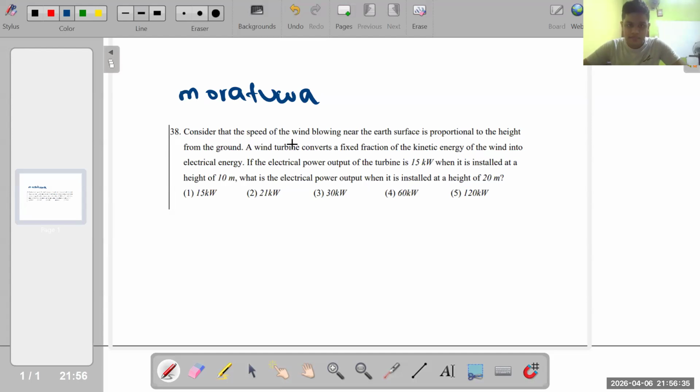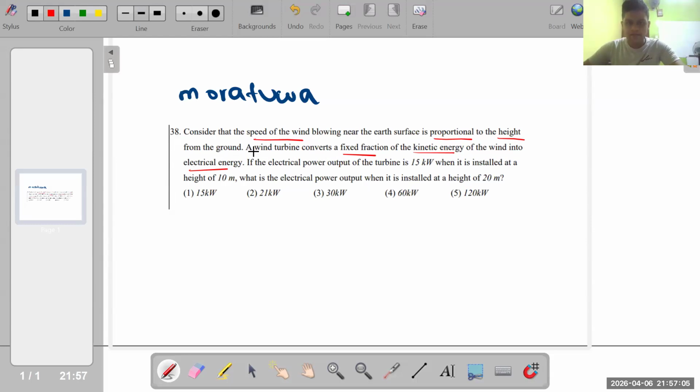Consider that the speed of a wind blowing near the earth's surface is proportional to the height. Which is proportional? The speed of the wind is proportional to the height from the ground. A wind turbine converts a fixed fraction of kinetic energy of the wind into electrical energy. The turbine is converting kinetic energy from the wind into electrical energy.